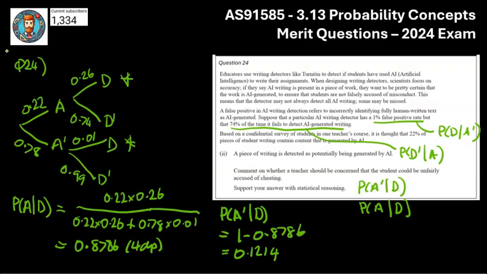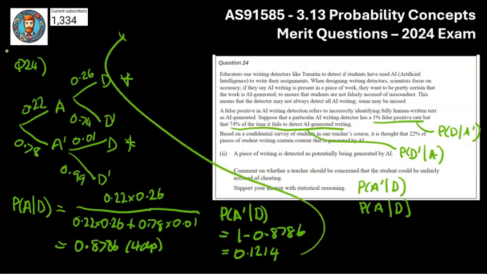because it is a merit question. To actually answer the question, what we're going to need to do to get the merit here is comment on whether the teacher should be concerned that students are unfairly being accused of cheating. In this case, 12% of the people being accused of cheating didn't use AI, and maybe the teacher should be concerned. That's almost 1 in 8.